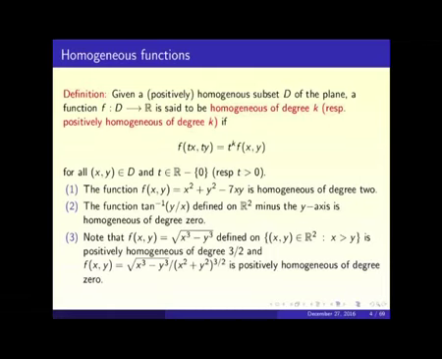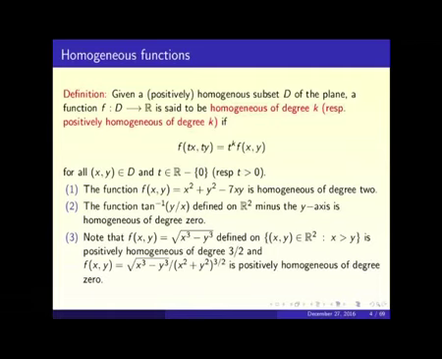So you say that this function is positively homogeneous of degree 3 by 2. What is a positively homogeneous function? The equation f(tx, ty) equal to t to the power k times f(x, y) should hold for t positive. The displayed equation f(tx, ty) equal to t to the power k times f(x, y) must hold for positive values of t. So you say that this function is positively homogeneous.